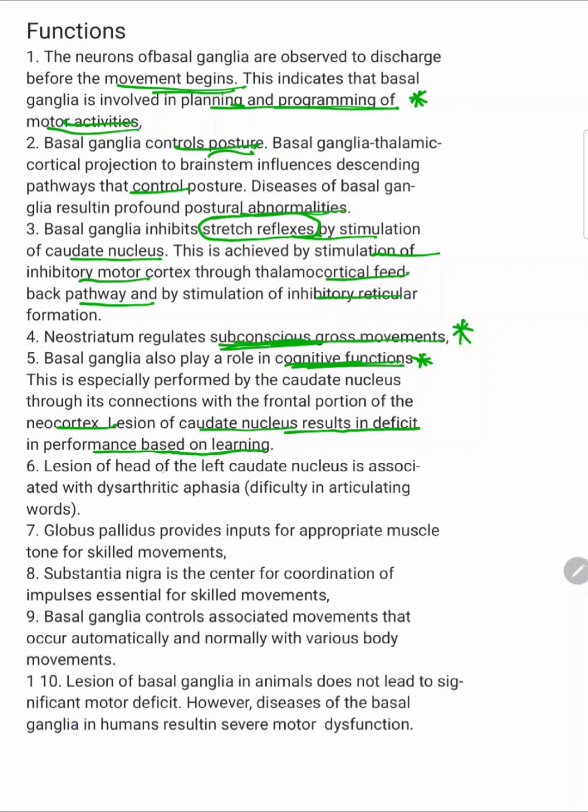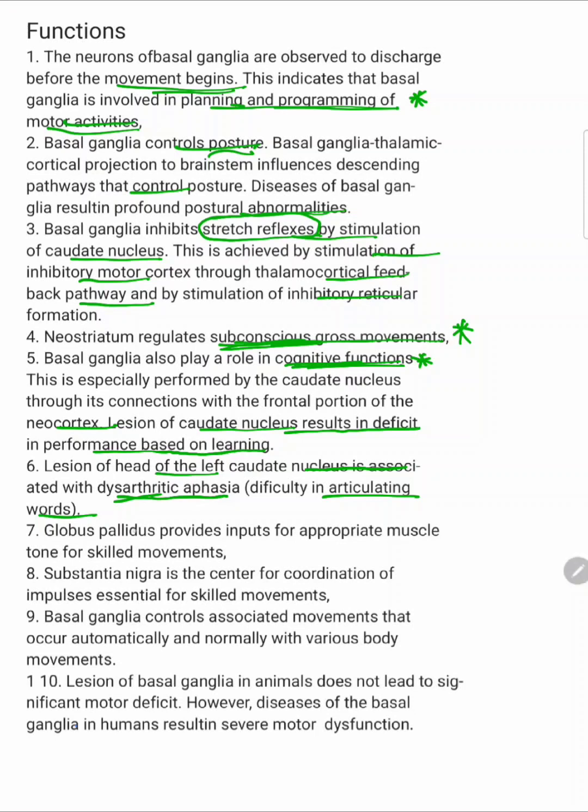Next, lesion of head of the caudate nucleus is associated with dysarthric aphasia. Dysarthric, arthric means pronunciation, like expelling the words. Difficulty in articulating words. They feel abnormal to talk, right? They feel it hard to say some words.